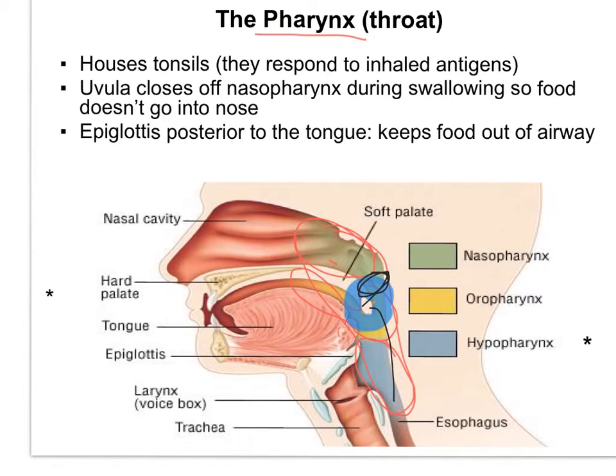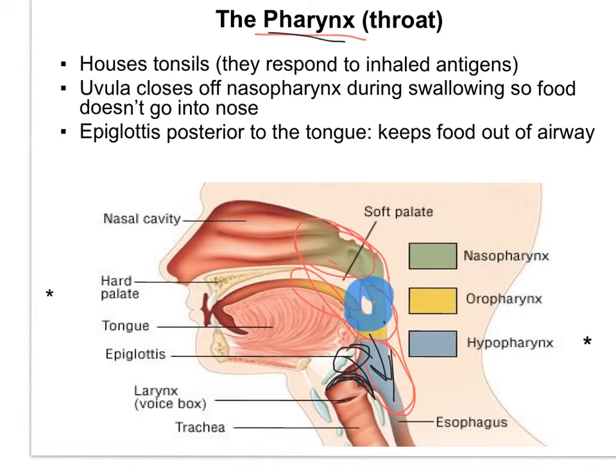The epiglottis is a flap a little lower that sits on top of the trachea. So here is the epiglottis right here. And what happens when you swallow is the epiglottis closes over the top of the trachea, which is your air pipe, so that when you swallow, material does not go down into your trachea.